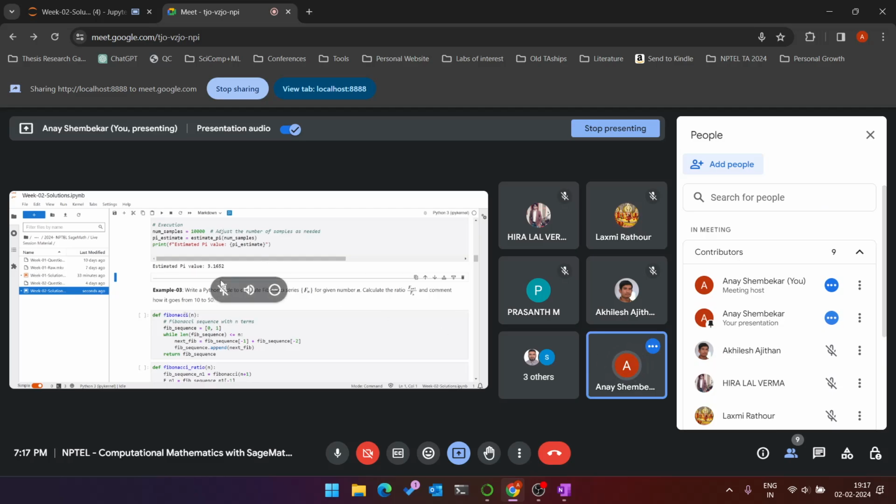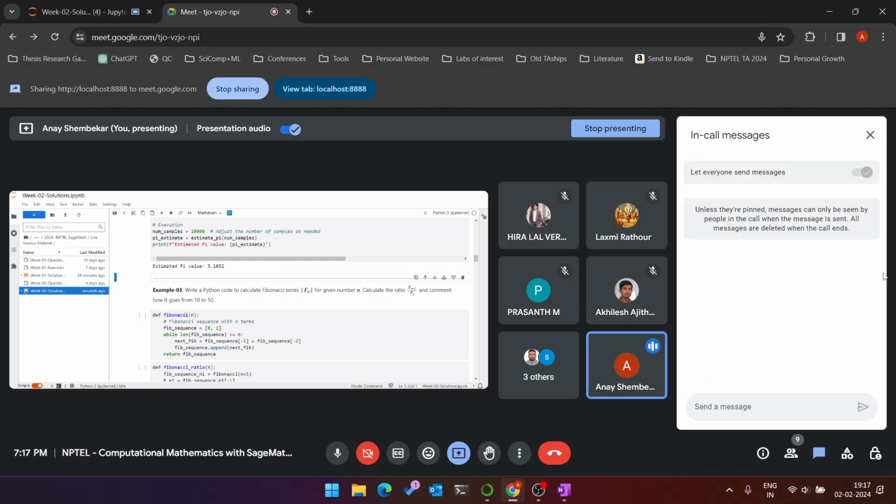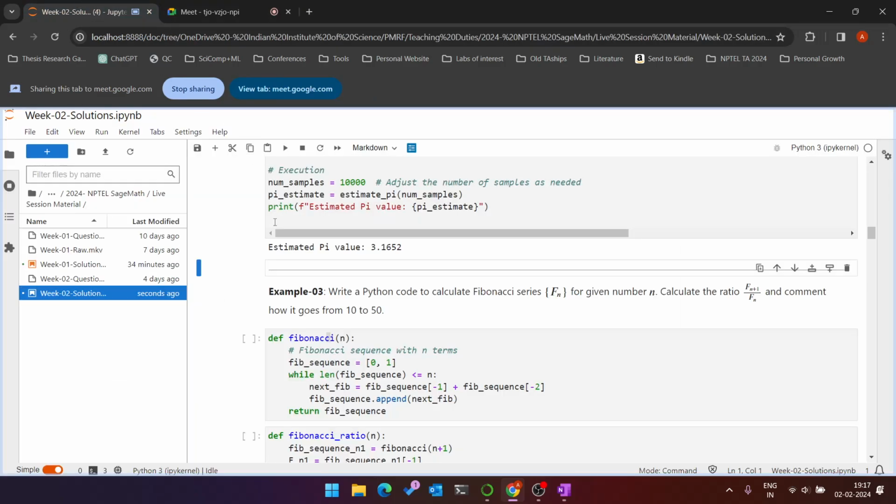Okay. If at any time you have any doubts, just either raise your hand or you can even write it in the chat box. Yeah, we do have a chat box here, so you could post it on the chat box as well.